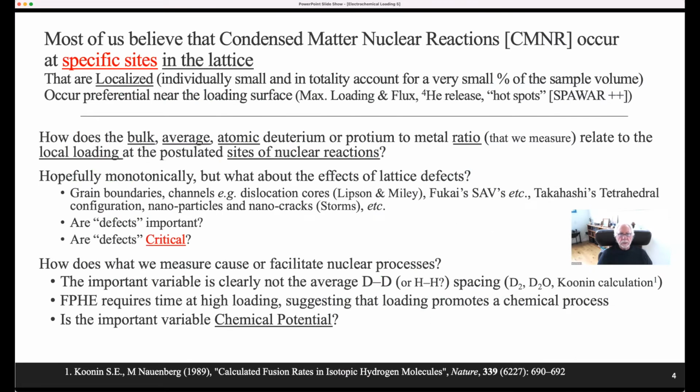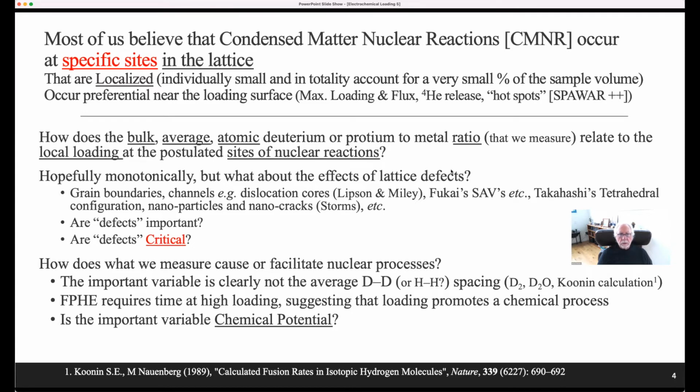Most of us believe that condensed matter nuclear reactions occur at specific sites in the lattice. They're localized, individually small, and in totality account for a very small percentage of the total sample volume. And they occur preferentially near the loading surface. That is where the maximum loading occurs. It's where the maximum flux occurs. And the observed helium release, quantitative helium release, really indicates that the effect is occurring very close to the surface. There are also observations of hotspots from Spa Wars and other places.